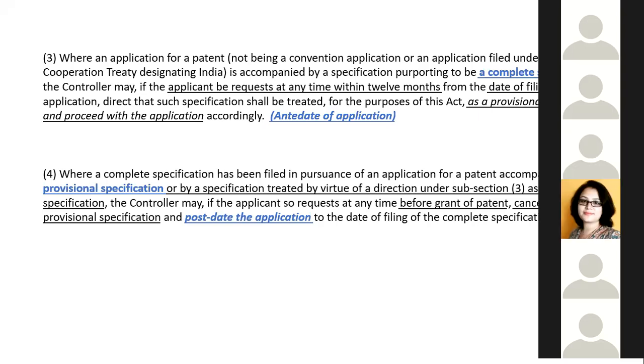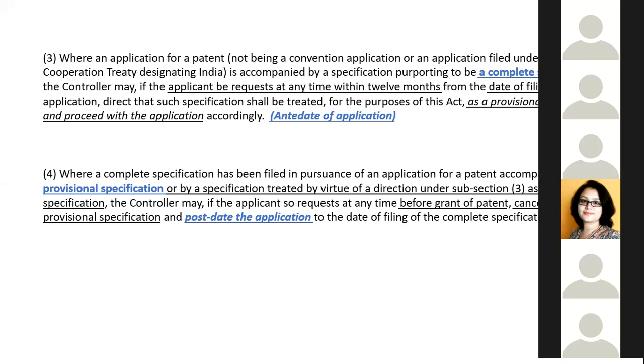Madam, one question, madam. An applicant files initially a provisional application followed by a complete specification. After 6 months, he again requests the controller to treat the complete specification as a provisional specification again. Does this rule say only that, or what happens to the first provisional specification? Is it abandoned?